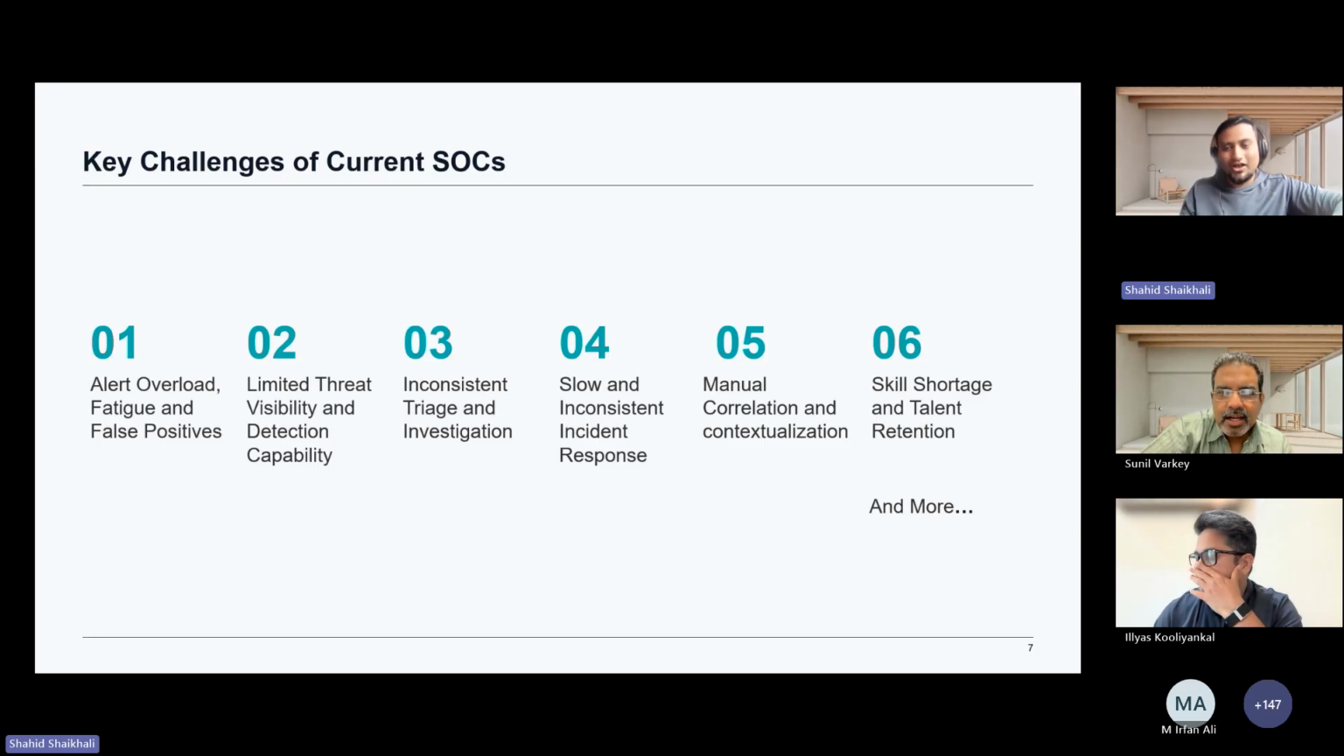How many of the panelists here and the participants think that AI can fix 100% of these issues? Can we have a wild guess? Okay. 100% is never possible. That's a good answer. Any other take?